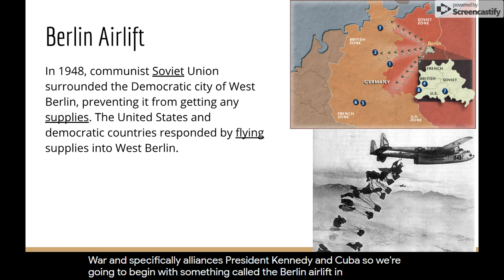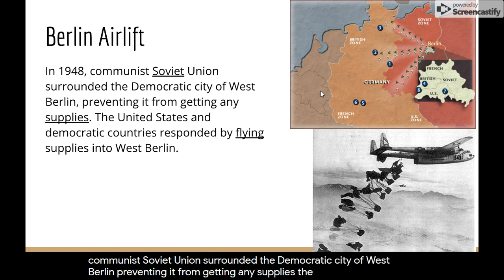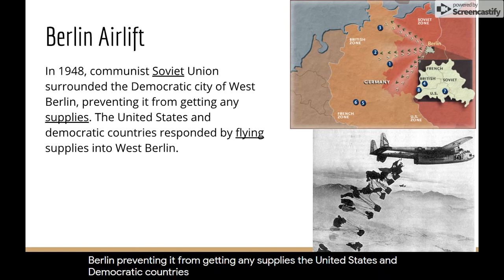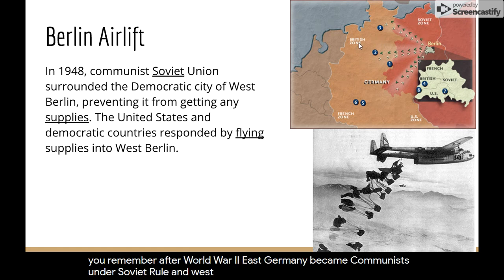In 1948, Communist Soviet Union surrounded the democratic city of West Berlin, preventing it from getting any supplies. The United States and democratic countries responded by flying supplies into West Berlin. So you remember after World War II, East Germany became communist under Soviet rule, and West Germany became democratic.